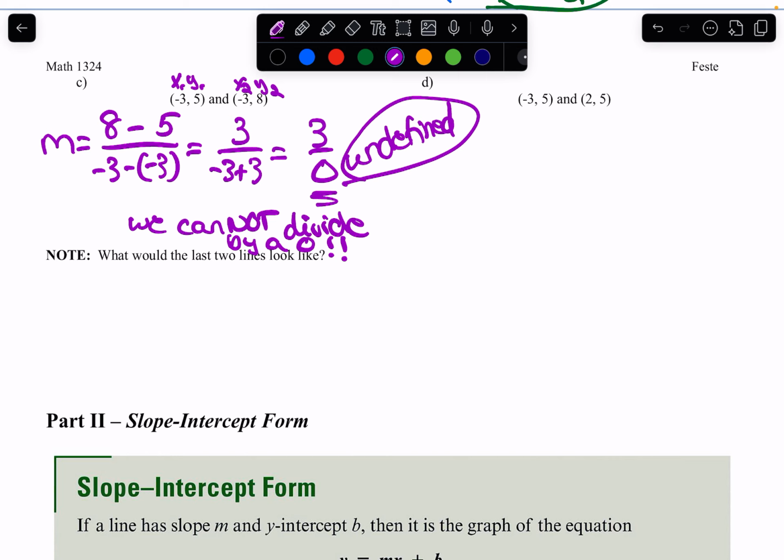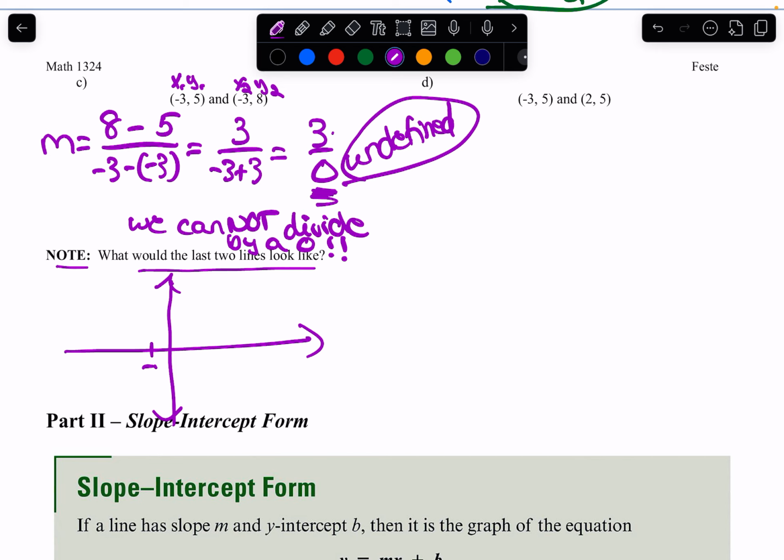Let's look at this one here. What would the last two lines look like? So remember, this one, we're rise over run, so it doesn't have a run. So that means that this line, well, we can graph or plot the points.